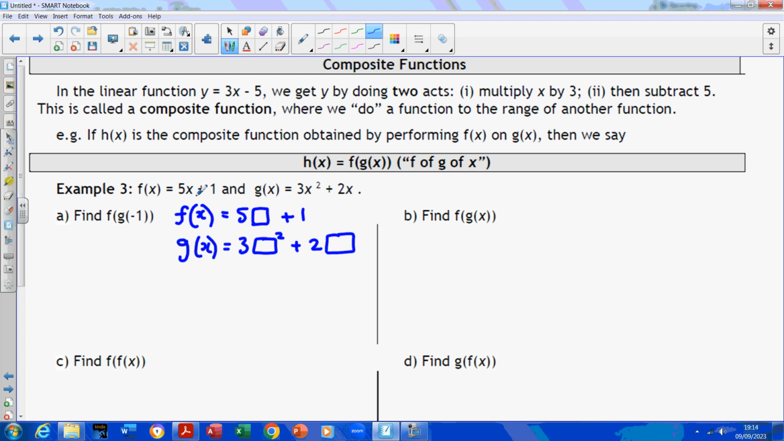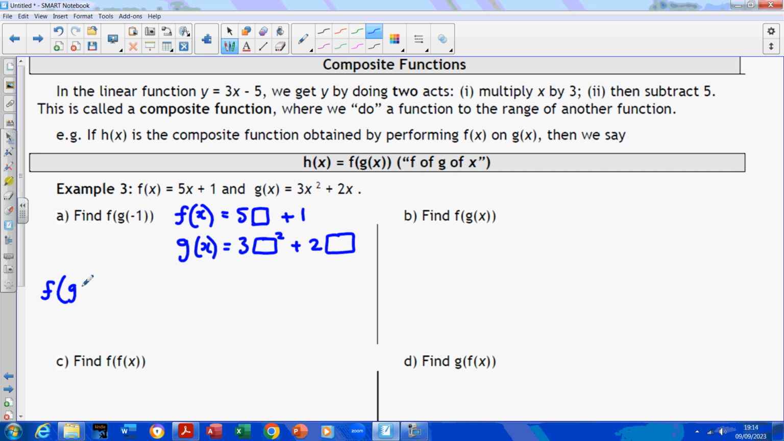So f(x) is 5 lots of x, but it depends what's in there. So it's 5 lots of whatever is in that bracket. And then you add on 1. For function g(x), first of all, the thing in the bracket squared, and you times it by 3. So it's 3 times whatever is in the bracket squared, and then you add on 2 times whatever is in the bracket.